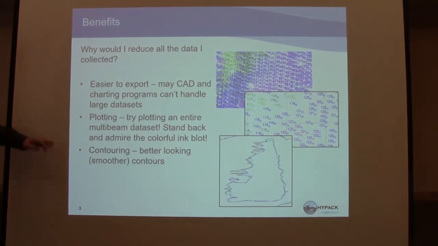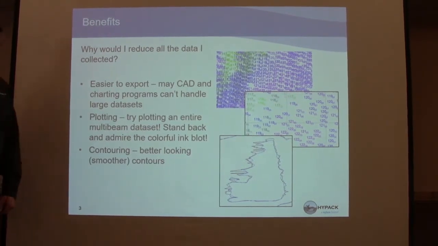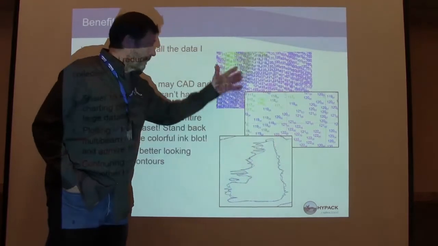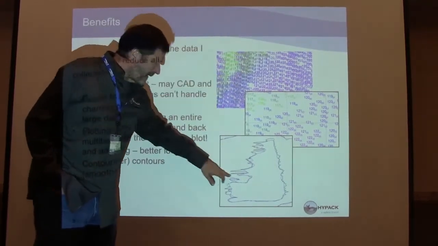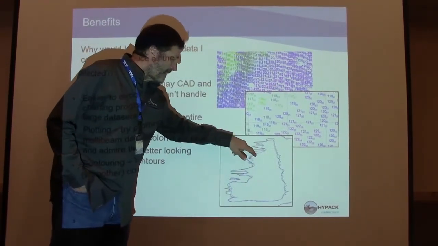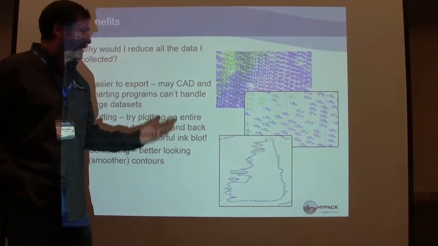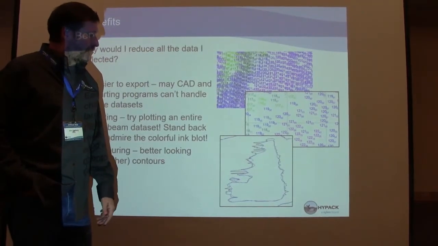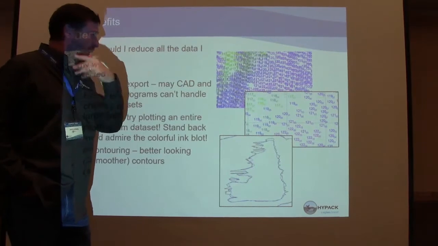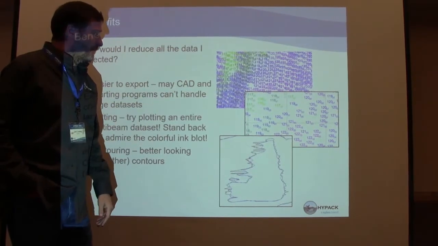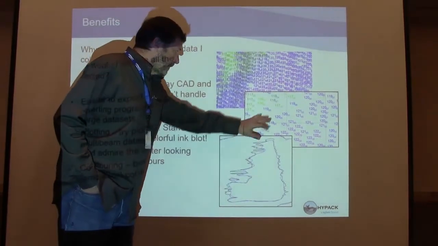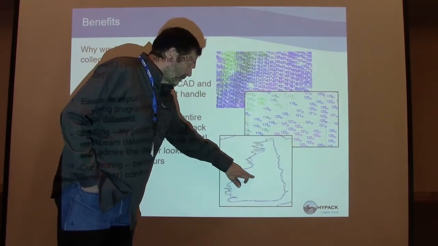And when you're contouring too, you get much better looking contours. When you use a dense data set, you get a lot of little jagged edges that just don't look good when drawing contours on a screen, plotting, or bringing them up in an ENC chart. Usually when you thin out a data set, you get much smoother contours.